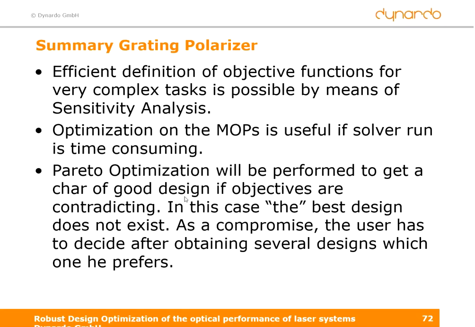To sum up, for this gradient polarizer example, we efficiently defined the objective functions for very complex tasks with the help of the sensitivity analysis. We used the meta model of optimal prognosis for the optimization, especially because here the solver run is very time consuming. And as you have seen, we also did Pareto optimization to get a set of good designs, because our objectives have been contradicting. In this case, you saw that we don't get only one best design, but a compromise of designs.